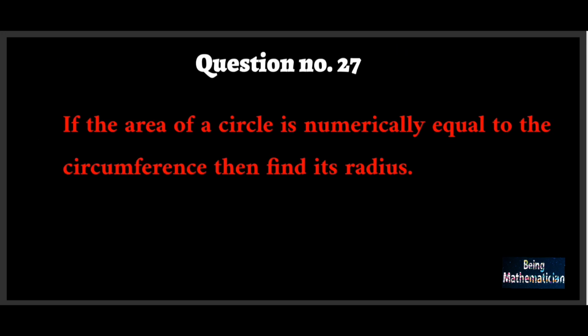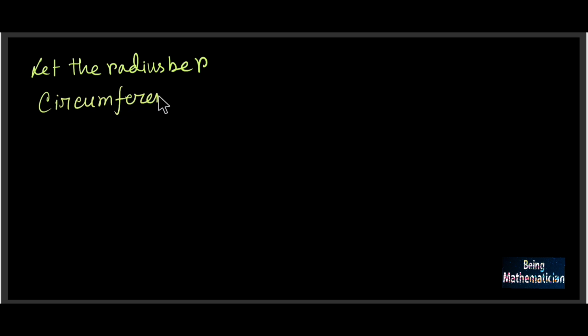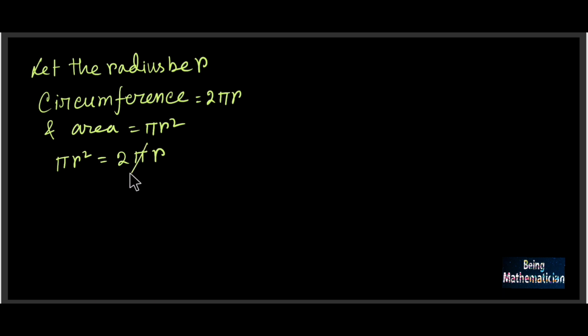Question number 27. Let the radius be r. So circumference must be 2 pi r and area must be pi r square. So by the question, pi r square is numerically equal to 2 pi r. So pi cancels out and r is r. So r is 2. So the radius of the circle is 2 and it is our answer.